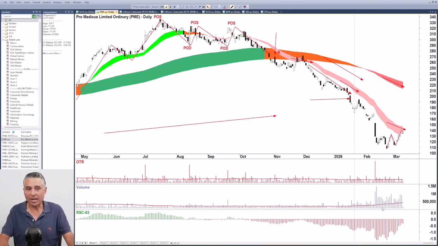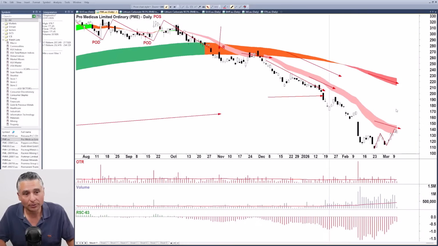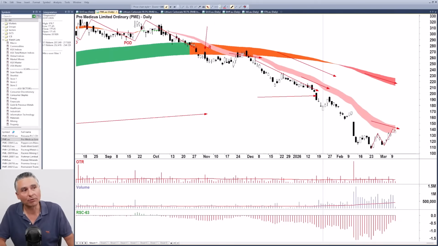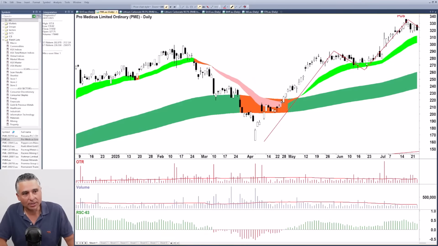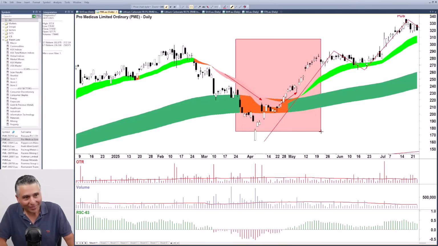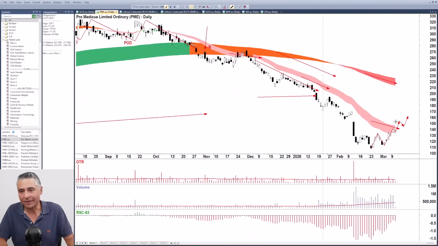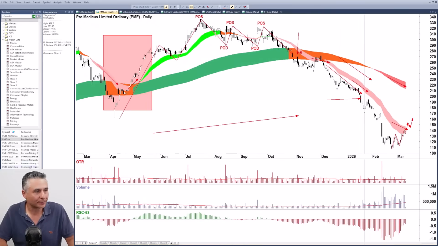Does that mean we should run out and buy it? I don't know. I wouldn't have a clue. But I can tell you, if it starts to do the right things based upon my model, that's when I could start to get interested in it. So I want to see it close back above the short-term trend ribbon. I want to see that short-term trend ribbon change colour. It's not rocket science. I want to see this do this. All right. And when you see that start to happen here, that's when I'm going to get interested in PME. Okay.